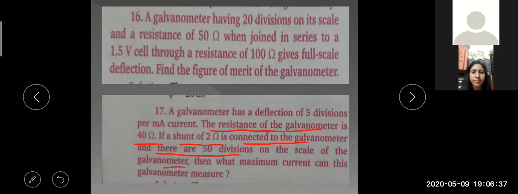Since G is the resistance of the galvanometer and S is the resistance of the shunt, from the equation of conversion of galvanometer into ammeter, you have Ig into G equal to (I minus Ig) into S. From this, you will get the value of I, right?